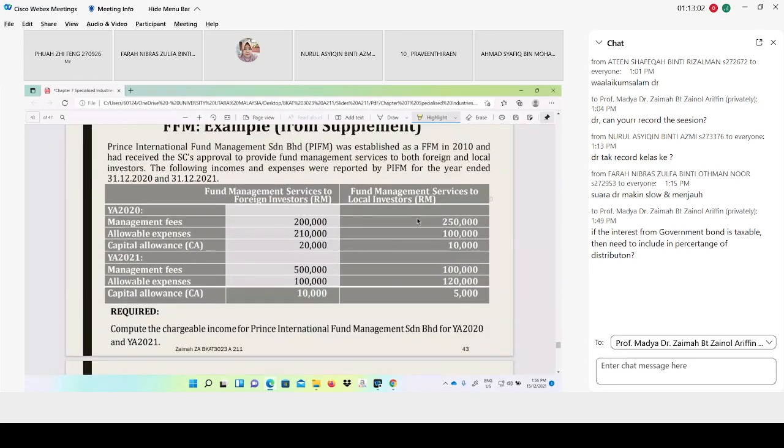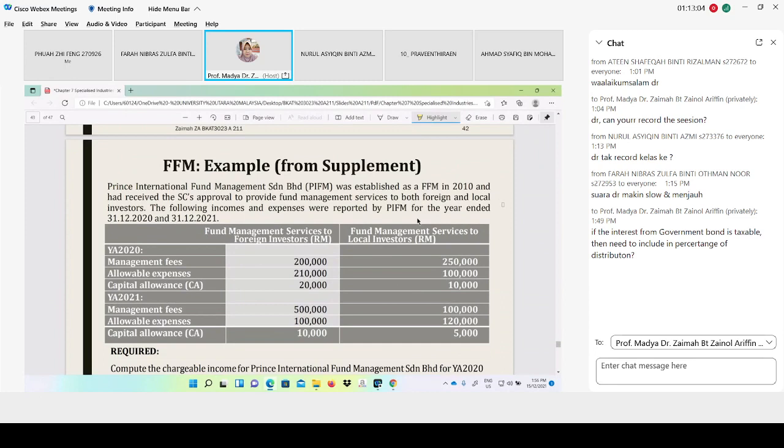Okay, this is an example taken from your supplement. We try to understand this example. This is a good example for you actually. A very recent example in the public ruling, if I'm not mistaken. Prince International Fund Management was established as an FFM in 2010 and received SC approval to provide fund management service for both local and foreign investors.